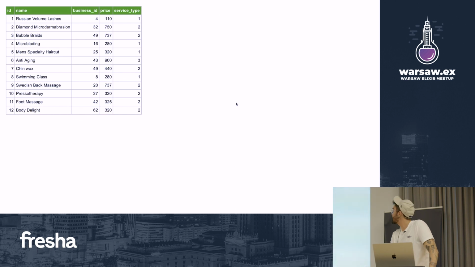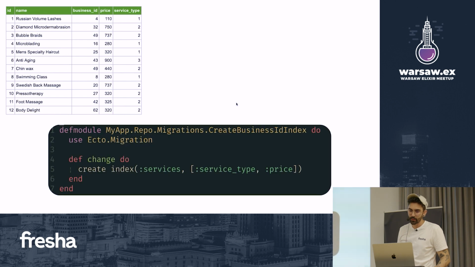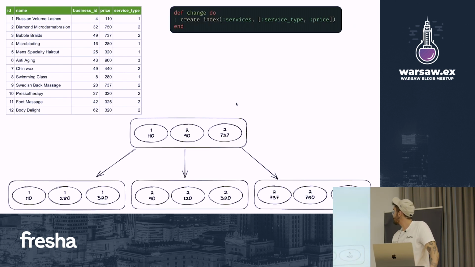All right, we're almost there. So now we have the same services table, but I'm introducing two more columns: the price and the service type. And let's try to make a compound index this time, not the simple one. When you do that, we're going to have something like this. So this is how it looks.